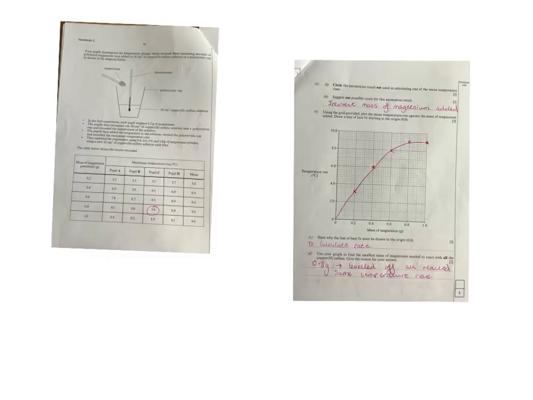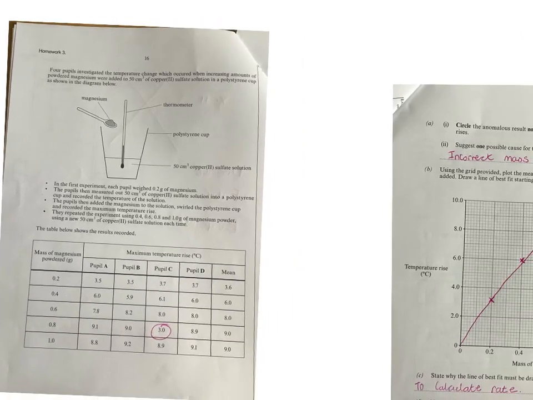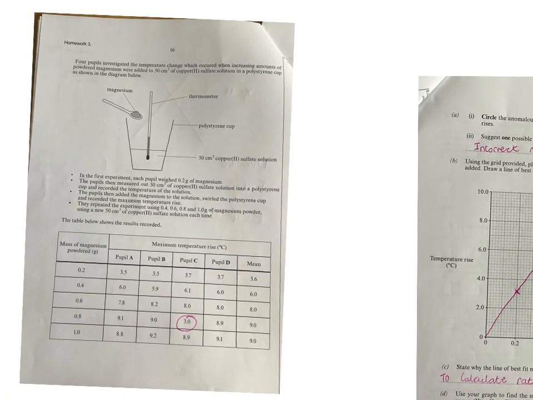So the next question then is an experiment whereby they are putting magnesium into copper sulfate, and there's a large method that if you wanted to read you can pause the screen, but it would be on a sheet. And then there are different masses of magnesium added, different pupils, and how much temperature change there was for each mass.